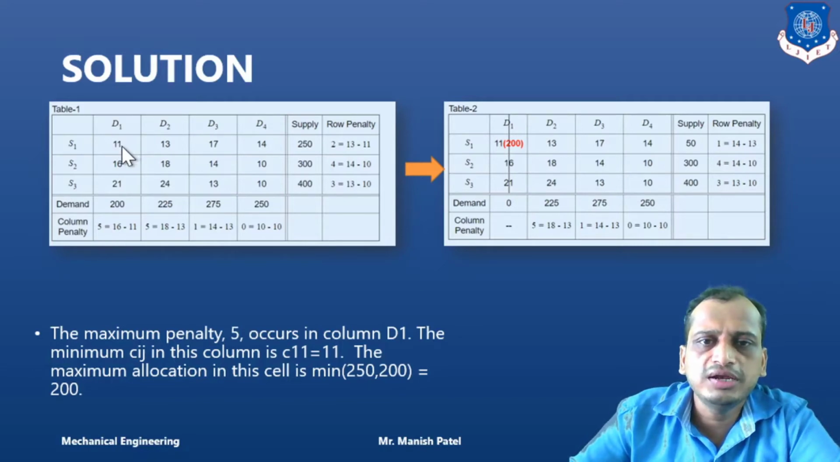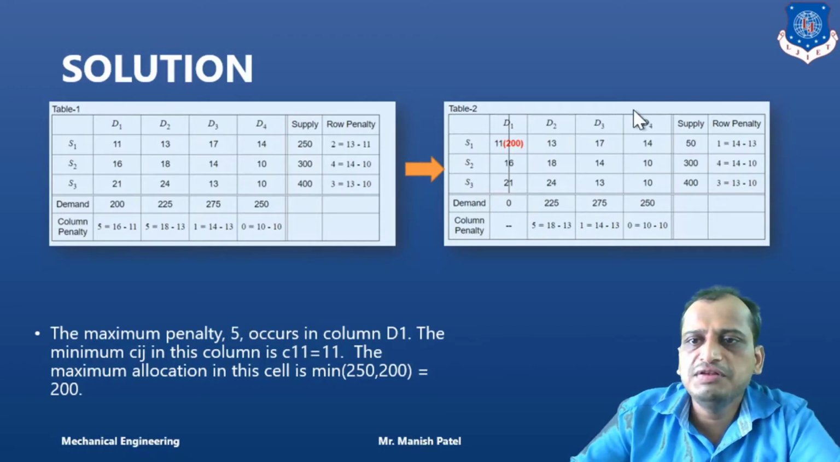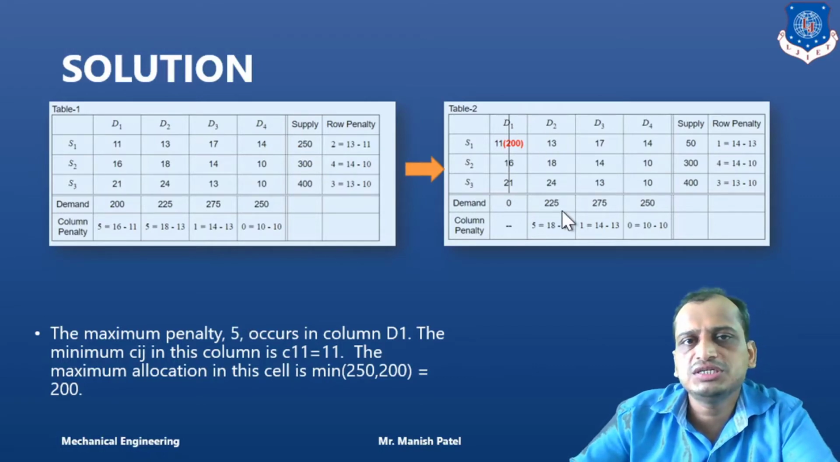Once we have allocated 200 here, we have fulfilled this column. So we will cancel or eliminate this column. And 250 minus 200 is 50, so we have written 50 here. Clear? So again we will start with the same steps. We will find the row penalty and column penalty.